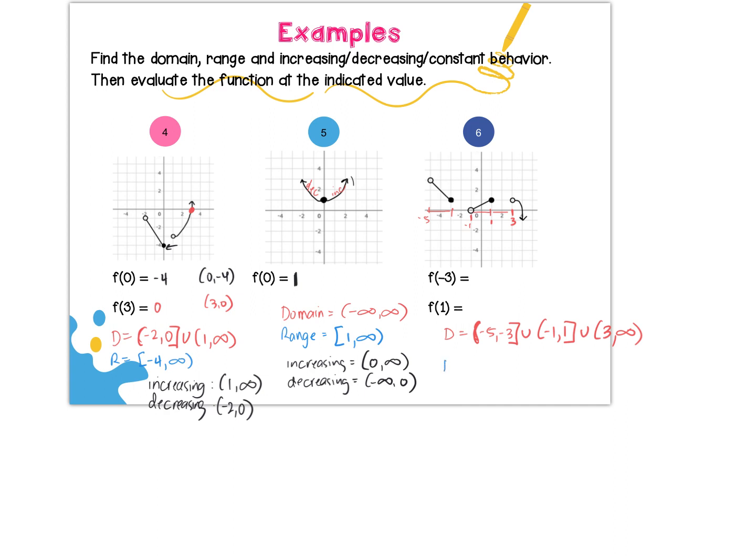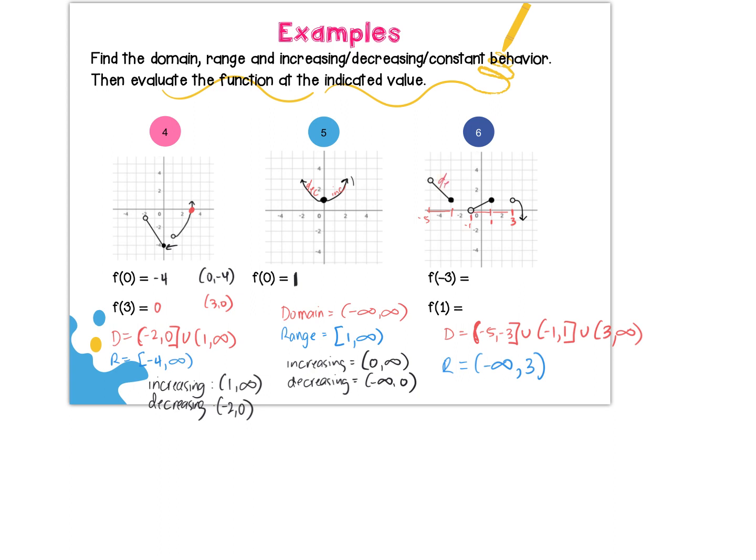My range, these are my y values. Again, I have to start bottom up. Notice this goes down to negative infinity, so I know negative infinity. And then I go up over here to 1, and then this one keeps going, and this is the highest point of my graph, which is +3, and it's an open circle, so it's a parentheses, and there's my range.